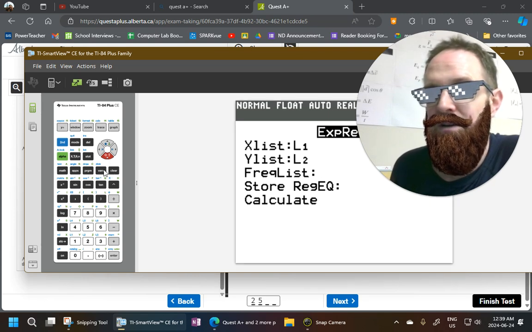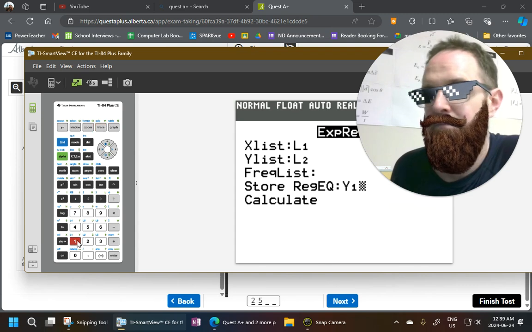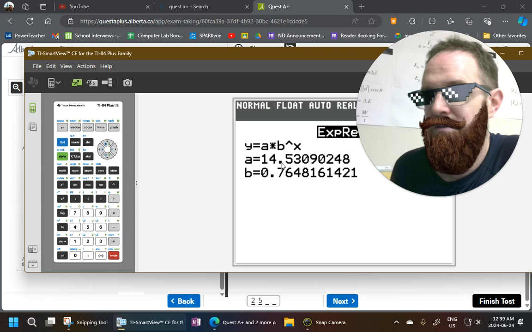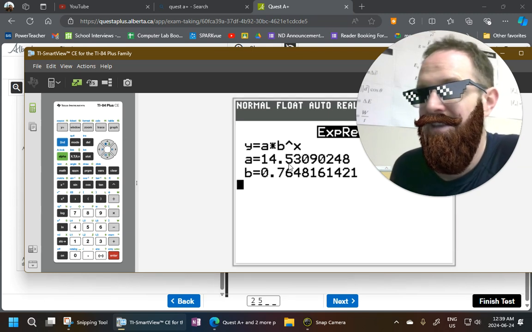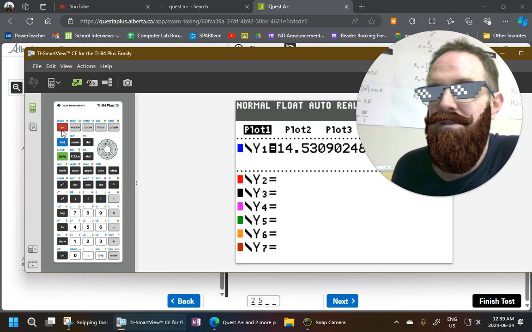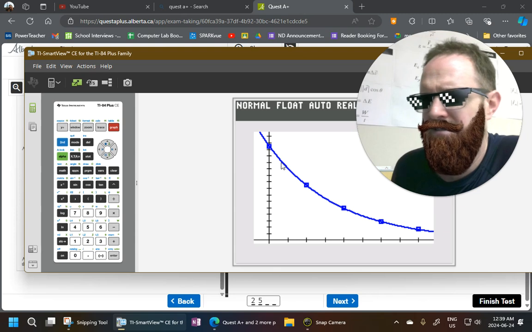Now, depending on your calculator, you may have to go to VARS and find it, or if you have one of these newer calculators, go alpha, trace, and then I can pick number 1 there. Okay, and I'm going to hit calculate. There's my equation. This A value is my initial amount, which is going to be useful because I want that number to find the half-life of this chemical. So if I go back to, sorry, graph, you can see there's my graph. It fits really nicely in there.